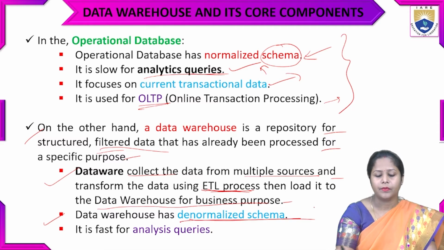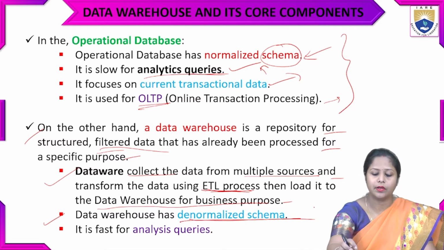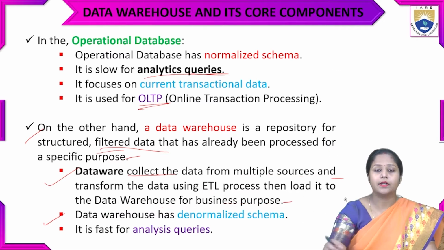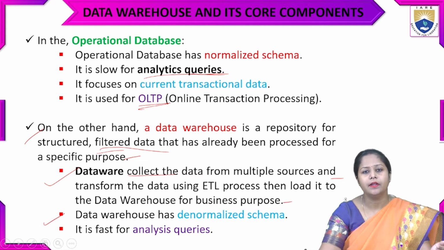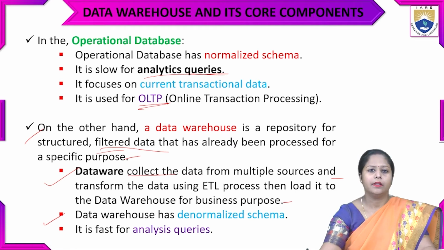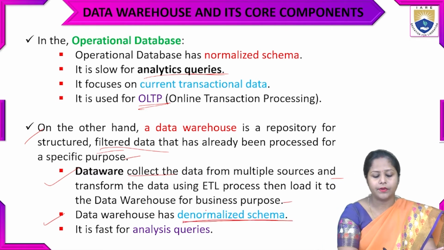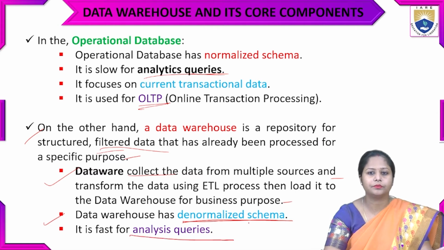So here we can see the difference between the operational database and the data warehouse. The operational database has a normalized schema, but on the other hand, the data warehouse has a denormalized schema. It is very fast for analysis queries, so the analyst and the end user can run their queries.